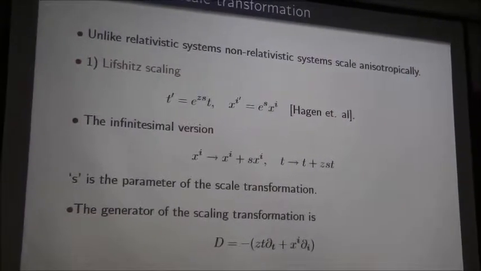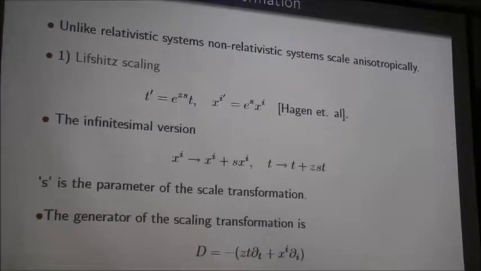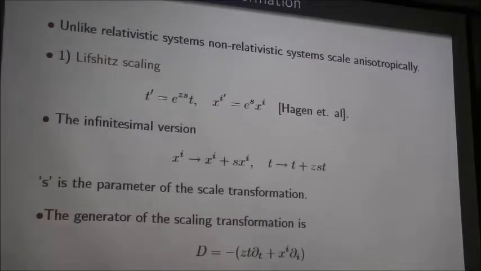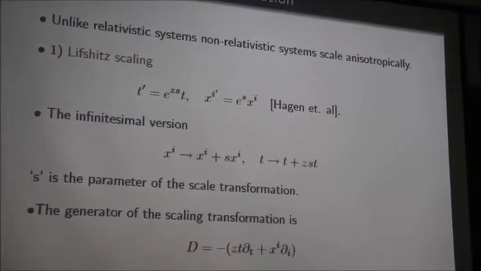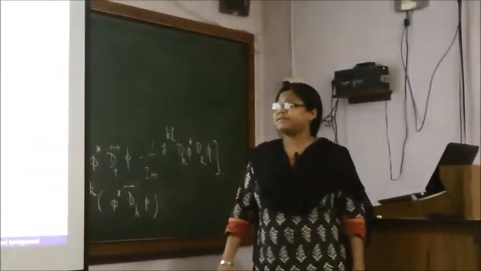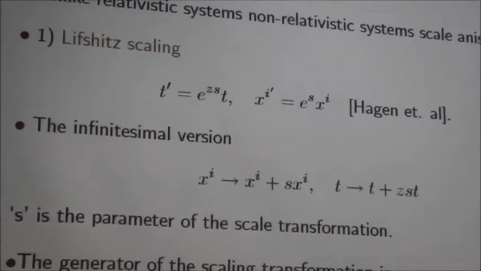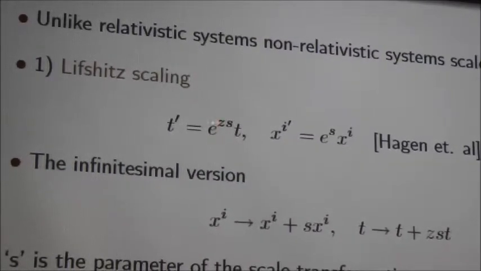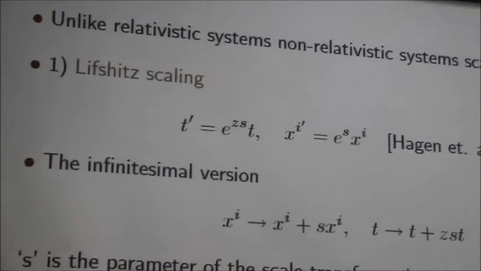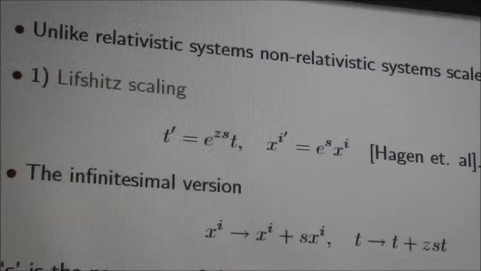Now I will talk about the non-relativistic scale symmetries. Unlike relativistic systems, non-relativistic systems scale anisotropically. There are many types of scale transformation that have been discussed in the non-relativistic literature, but I was just emphasizing two aspects which are well known. The first one is Lifshitz scaling, where t has been rescaled with respect to space. There is one more parameter, the dynamical exponent z, where space and time are rescaled anisotropically.